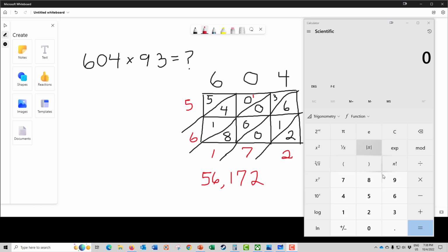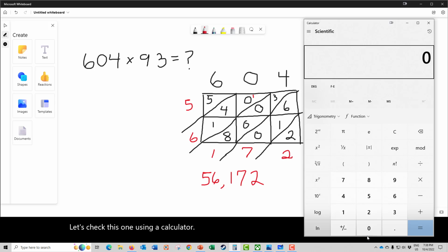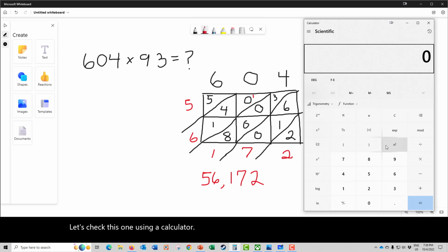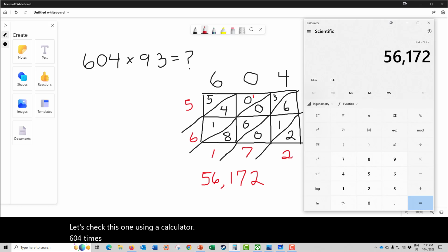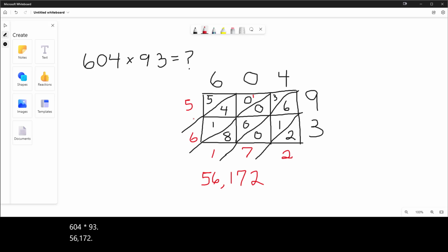Let's check this one using a calculator. 604 times 93, 56,172. And then finally, let's do a larger one. Let's do 4 digits times 3 digits.